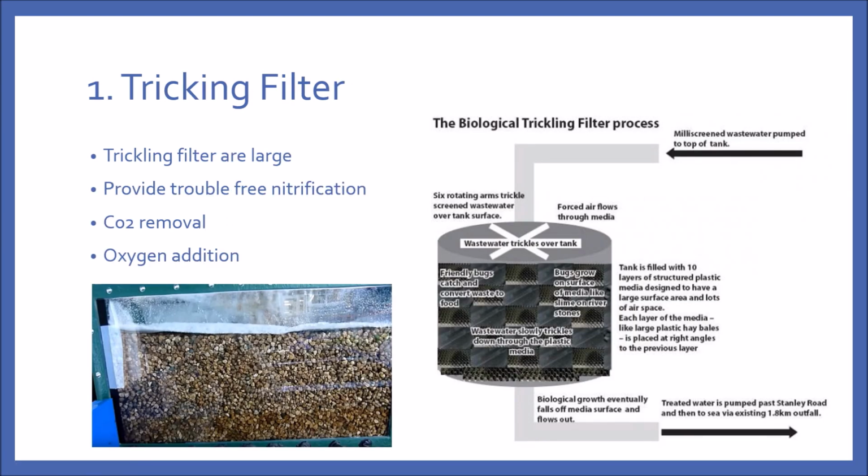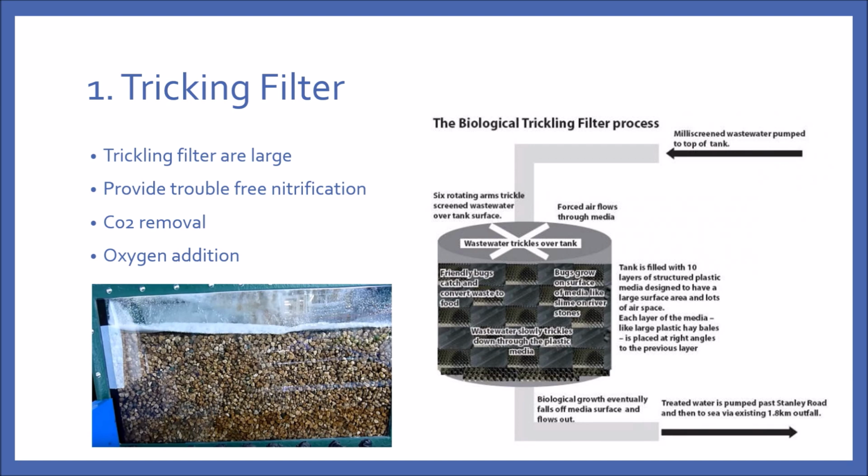Firstly, let us talk about the trickling filter. Trickling filters are known to be very reliable and very big. A good place to spot a trickling filter is probably at your municipal wastewater plant, in which they are probably processing runoff from a paper mill or a small factory.